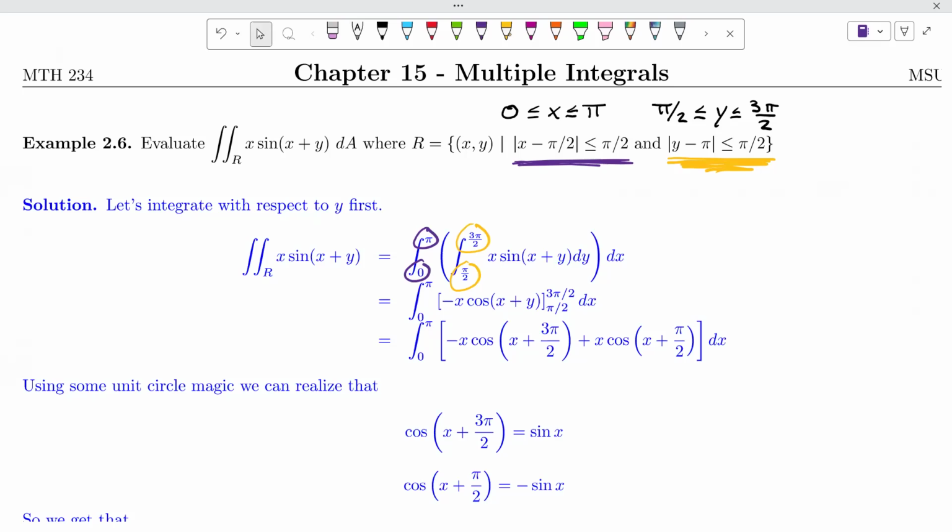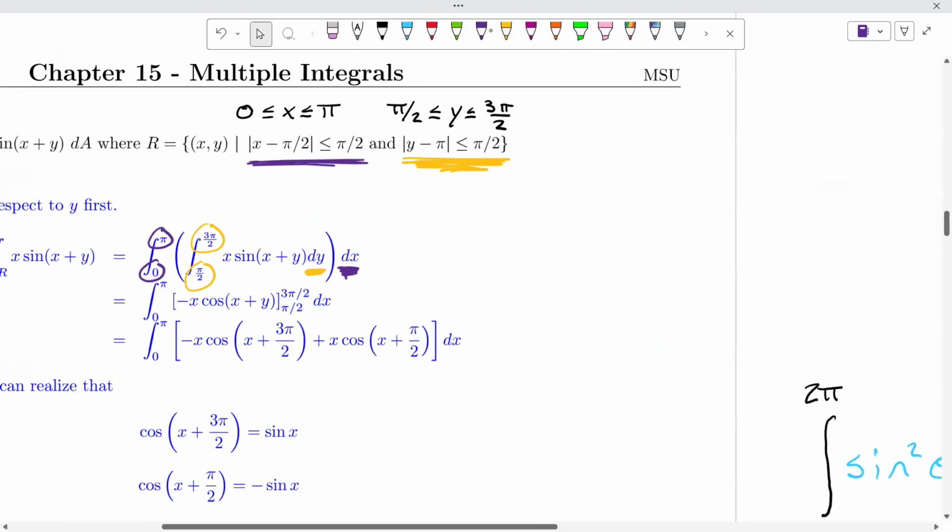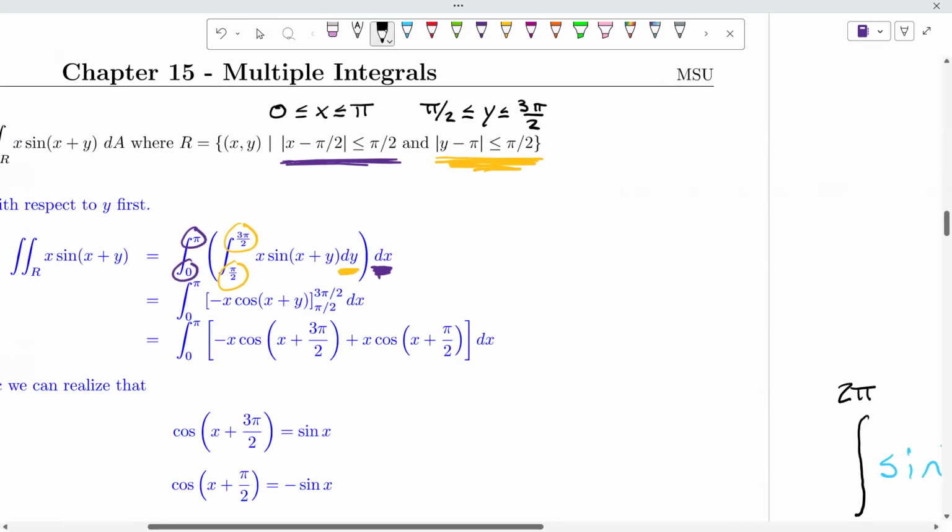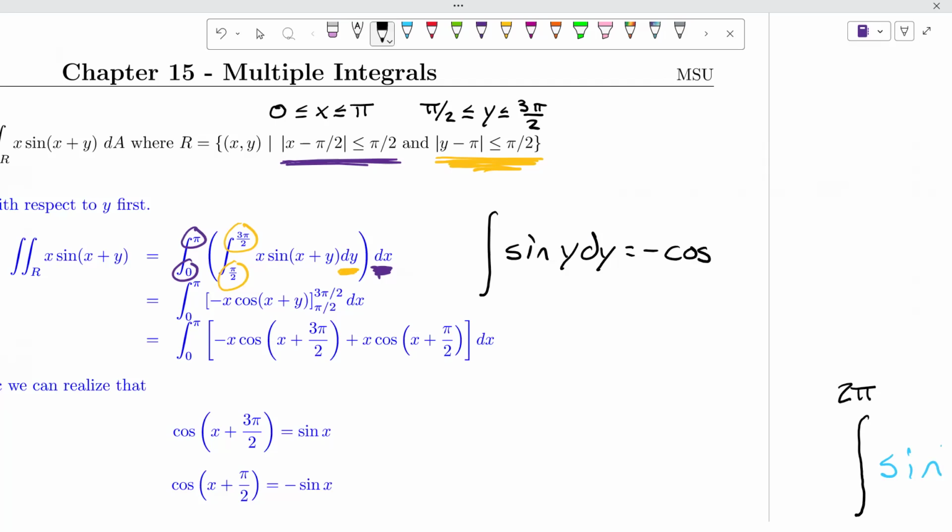But cool, so we have an entirely y integral first. Here's my dy part, here's my dx part. Purple's not showing up as well against blue ink, but oh well. And when I actually go to do this y integral, right here in this step, I really just am imagining integrating the sine of y dy to get negative cosine y.